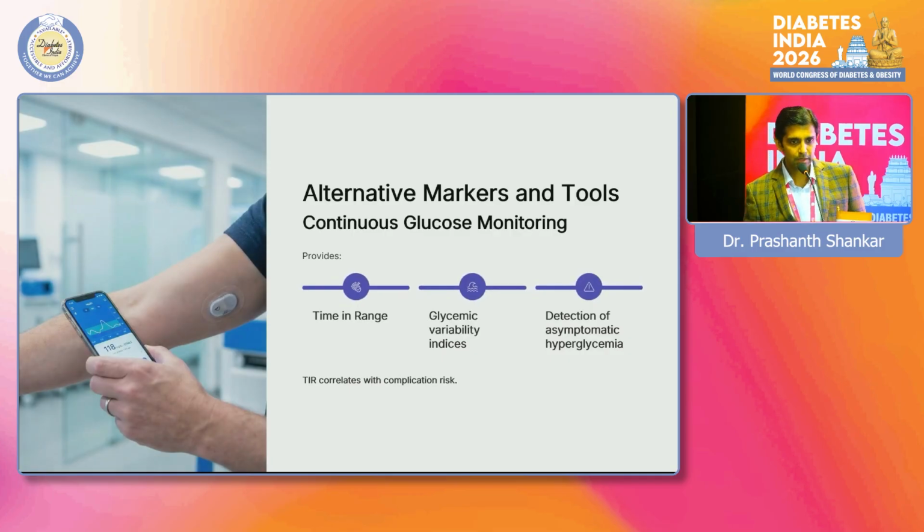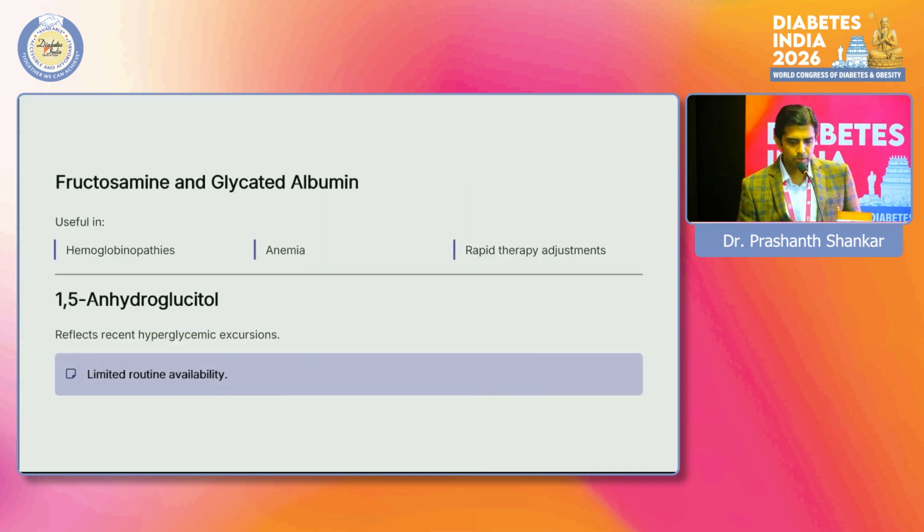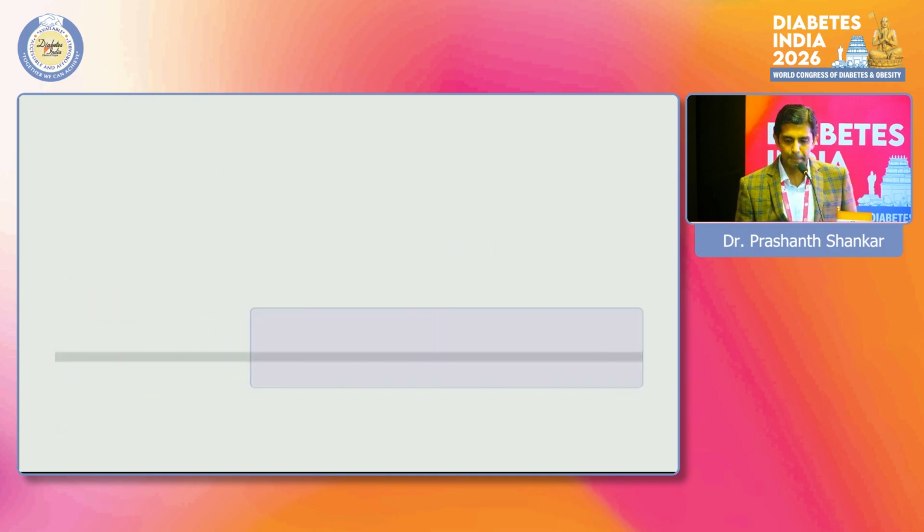So alternative markers are there. You can use the CGM for the time in range. There are glycemic variability indices, and there are methods for detection of asymptomatic hyperglycemia. We know that TIR correlates with the complication risk. Fructosamine and glycated albumin have been there for quite some time. They are useful in specific settings. 1,5 anhydroglucitol reflects the recent glycemic excursion. Again, these are limited by the routine availability and lack of standardization.